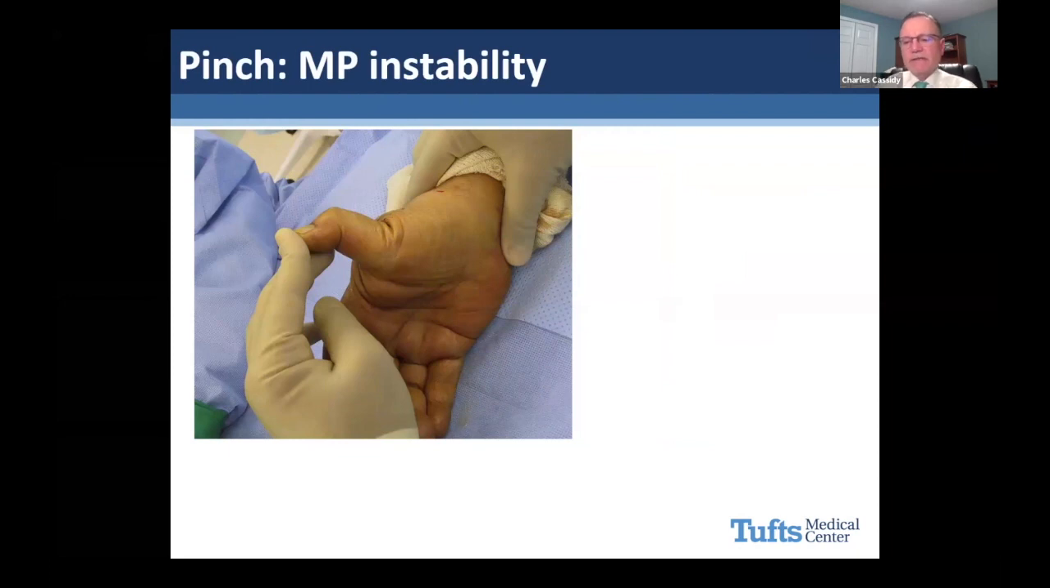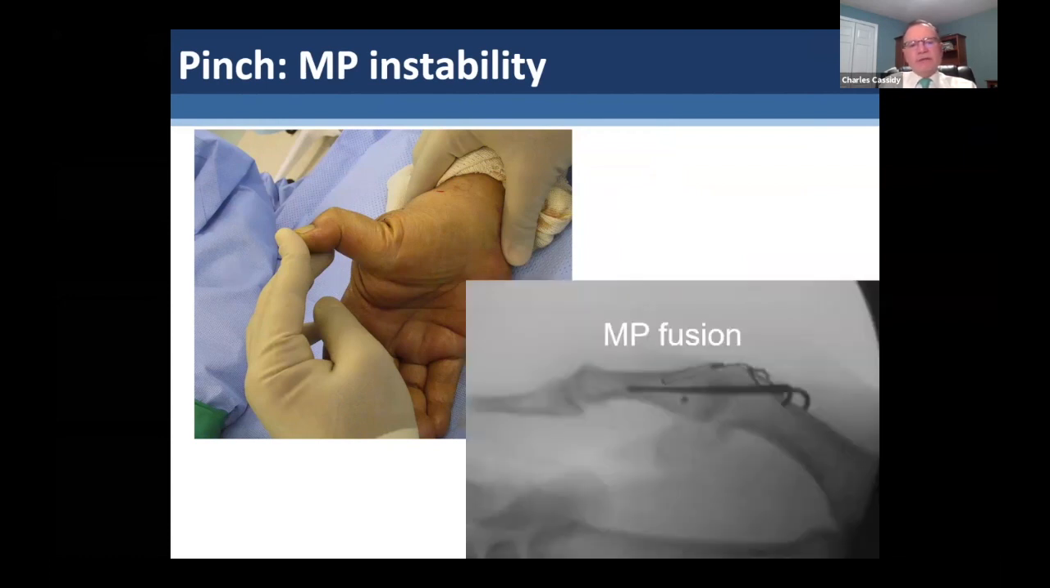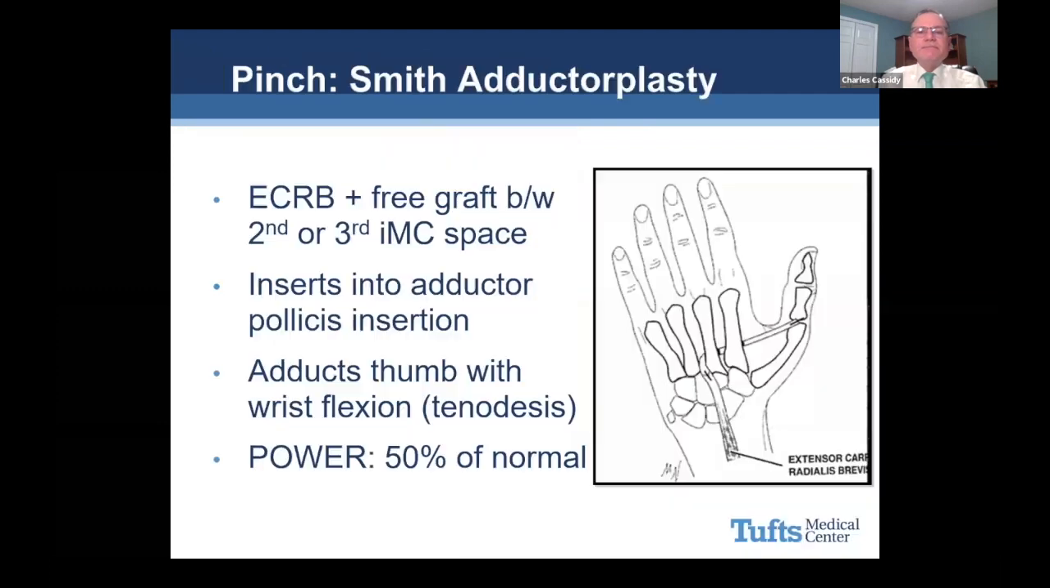So one thing we haven't really discussed is a simple operation, which is fusion. So here for MP instability, an MP fusion is a great example. So that can happen over time as things stretch out due to the instability, imbalance.